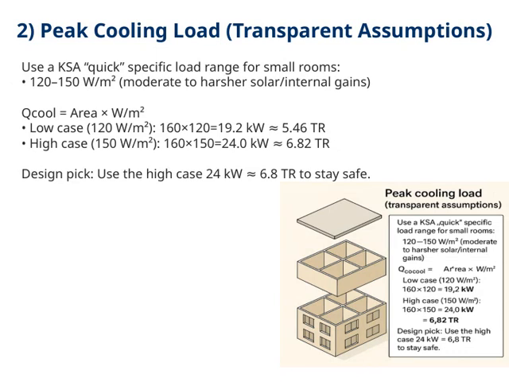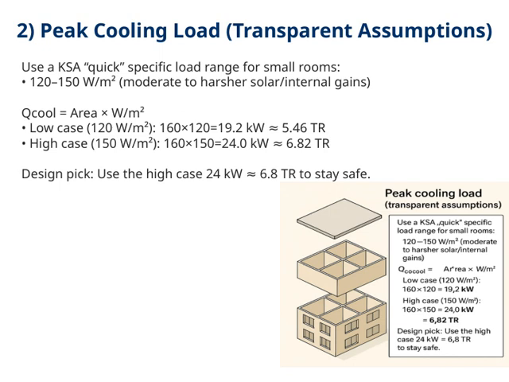Let's take a closer look at the peak cooling load, with some transparent assumptions to clarify our approach. For small rooms in KSA, we typically use a quick, specific load range, which is between 120 and 150 watts per square meter. This range accounts for moderate to harsher solar and internal gains, so it helps us estimate the cooling needs more accurately. Now, to calculate the cooling load, we use the simple formula.